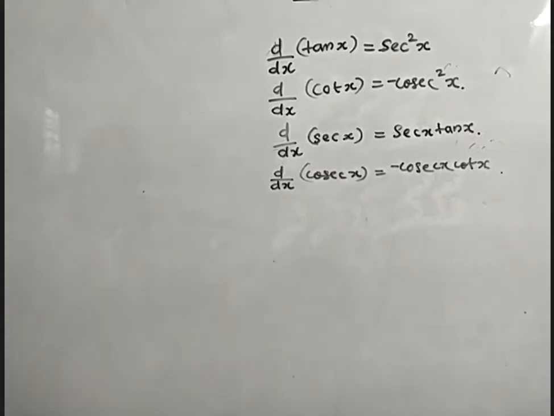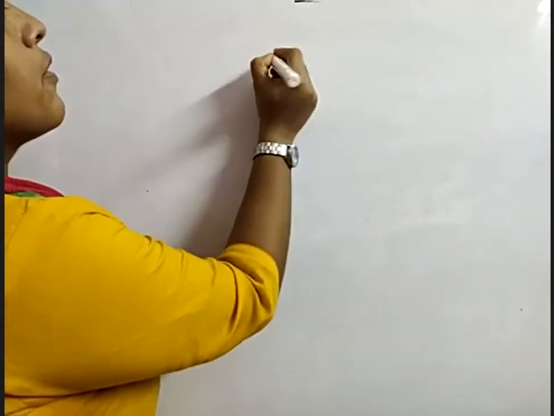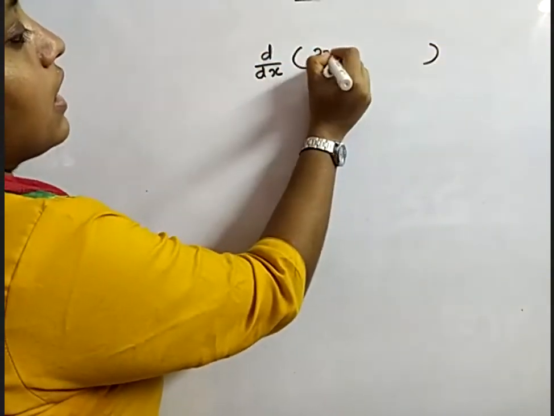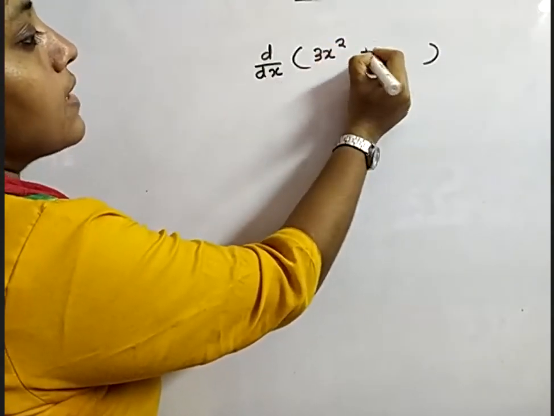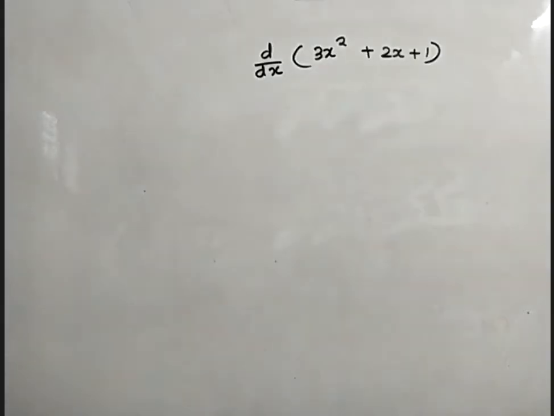Okay, write down a question. One basic question. For the new ones, others may feel this is simple, but it is for the new ones to understand. So find d by dx of 3x square plus 2x plus 1. What is the derivative of 3x square plus 2x plus 1?